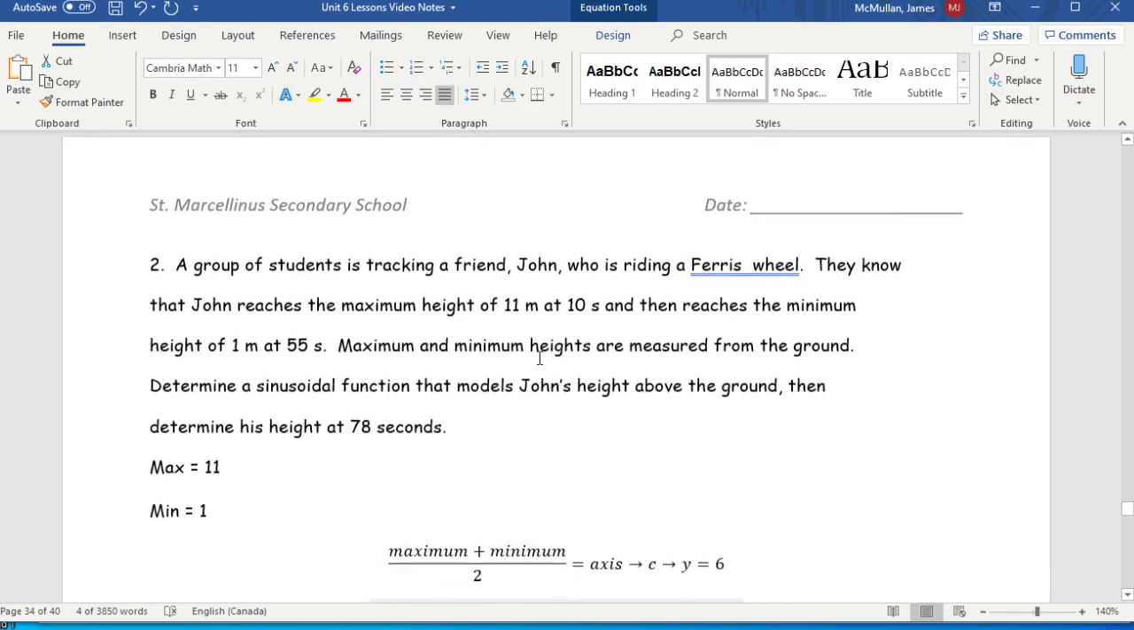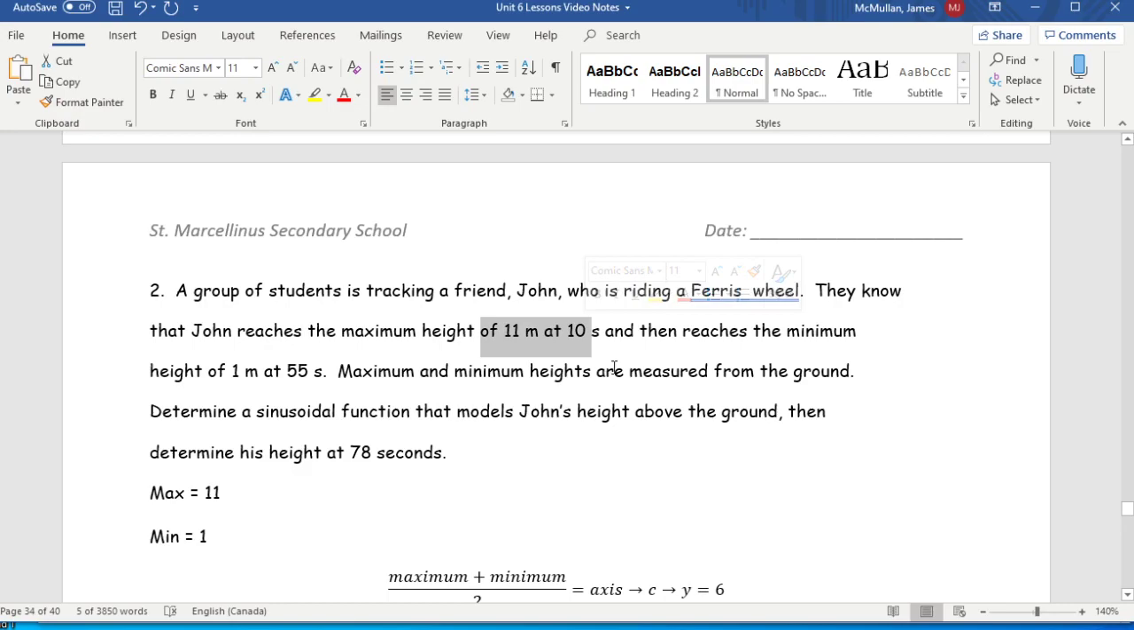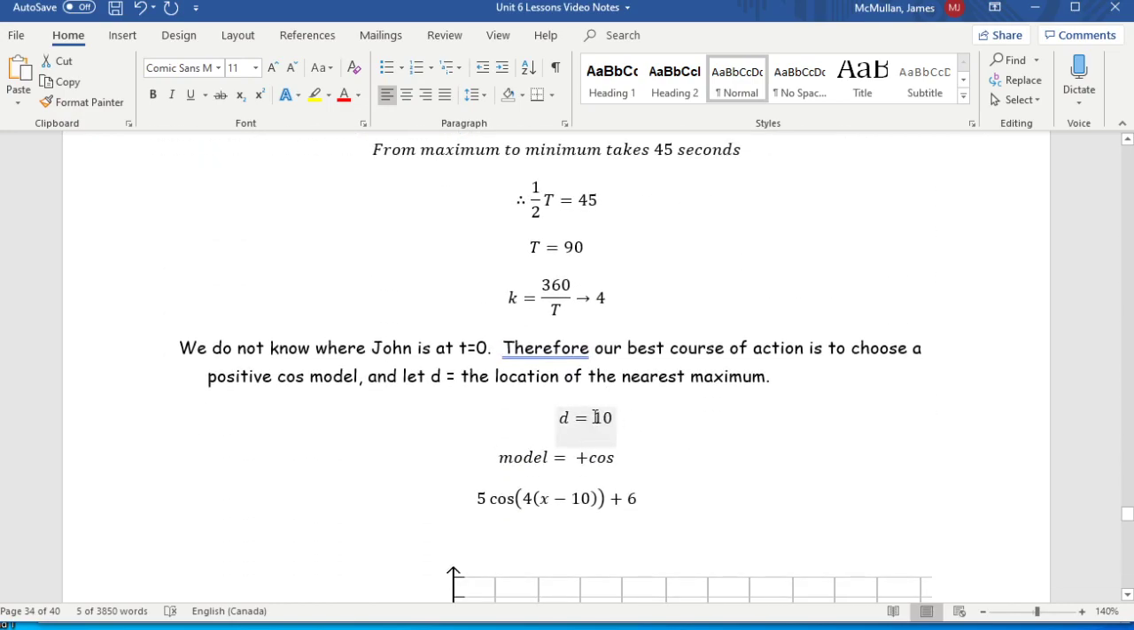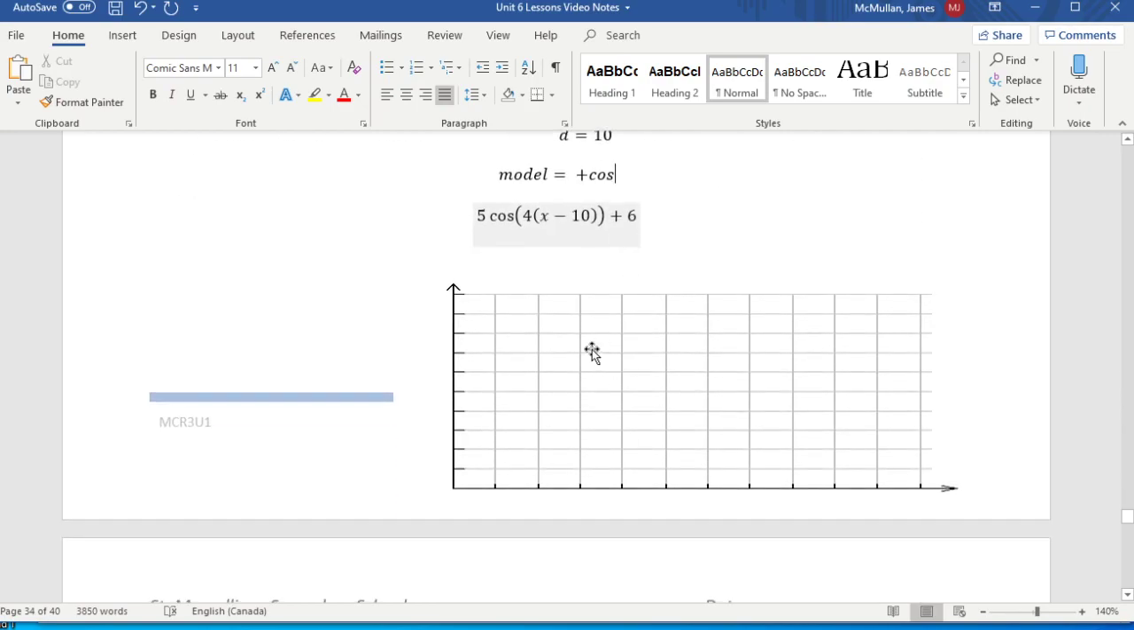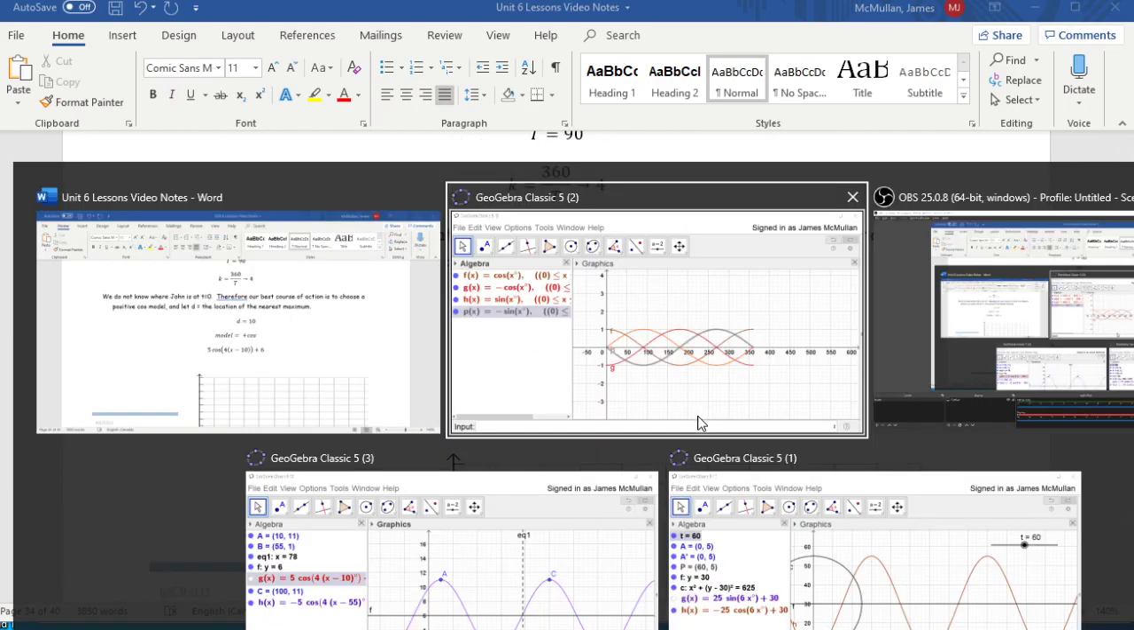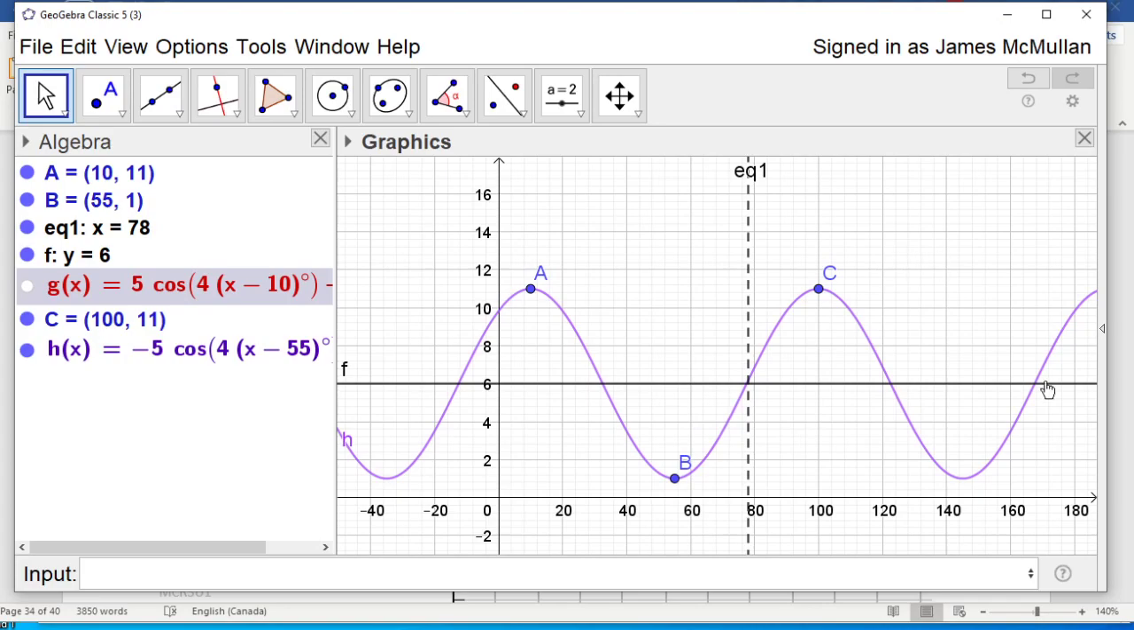I know there's a max at 10. It says it in the question. At 10 seconds, there's a max. So let that be d, and make my model positive cos, and then I know I'll get it right. Okay. So again, this one you can just pause the screen and draw it, and when you're done drawing it, you can just unpause.